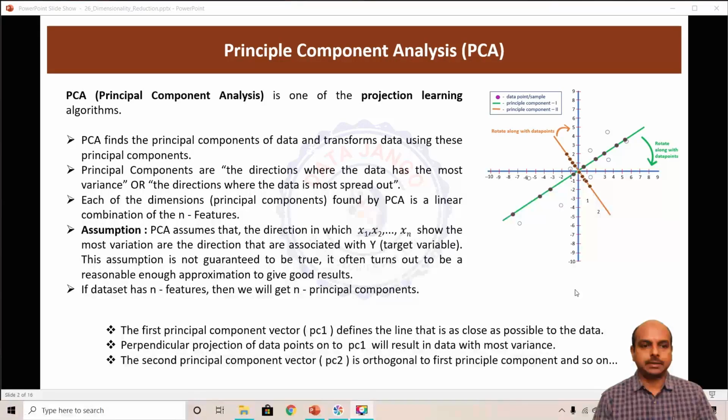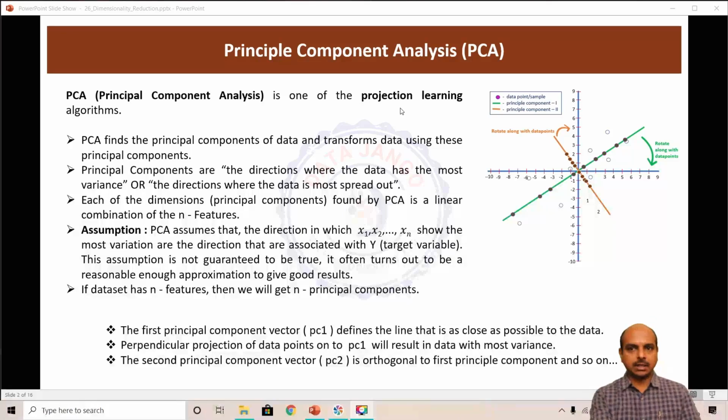Hello and welcome back. We have understood what is dimensionality reduction, what is curse of dimensionality, and we looked at a high level view of how principal component analysis, the PCA algorithm, helps you reduce the dimensionality with minimal information loss. Let us dive deep into PCA, the algorithm, and understand how exactly it works.